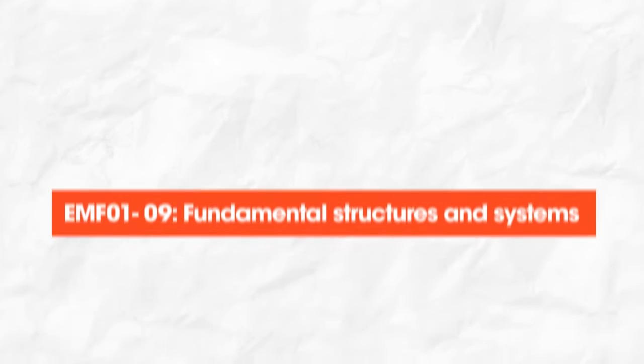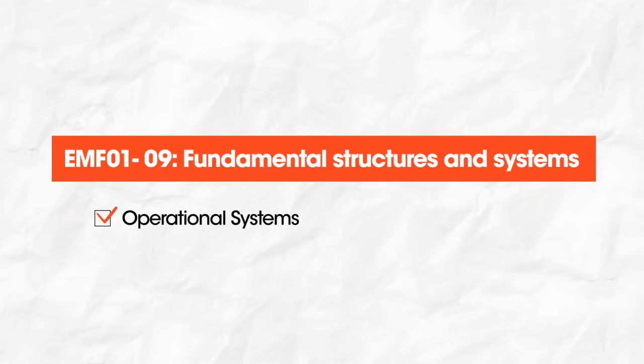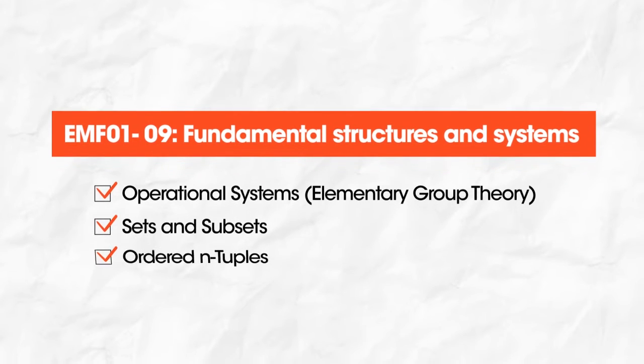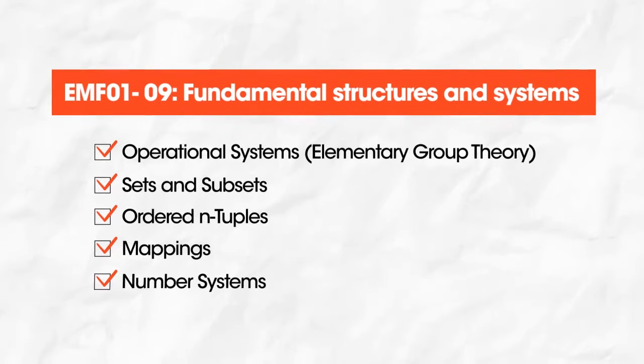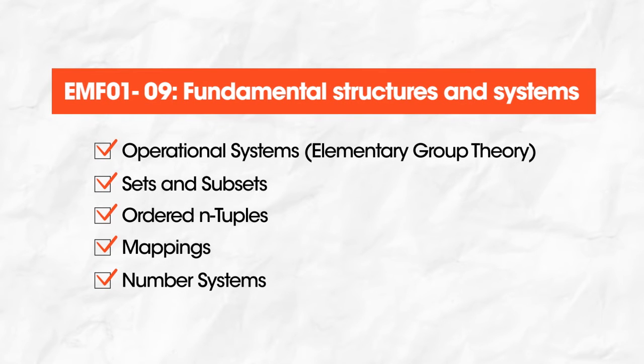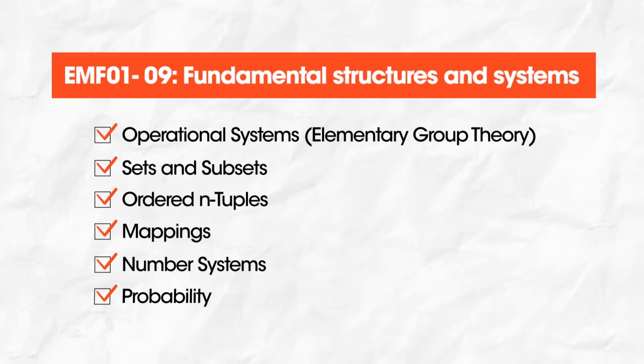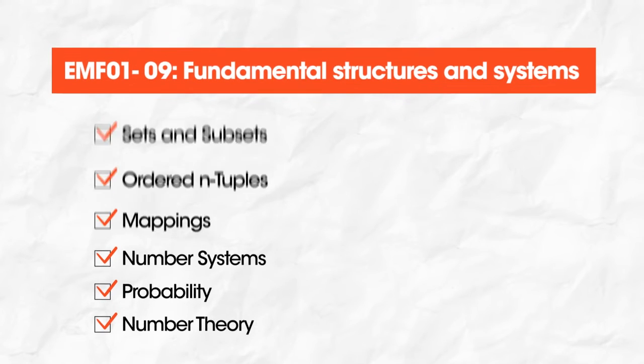Specifically, the very first course, Operational Systems, introduces elementary group theory. It's followed by courses on other fundamental mathematical structures, such as sets, subsets, and tuples, mappings, and number systems. Rounding out the foundational topics are courses in probability and number theory.